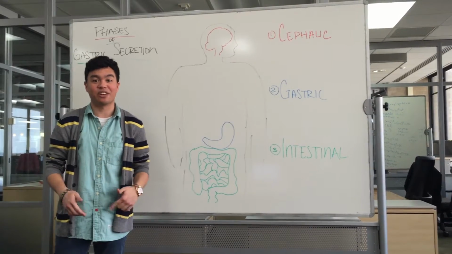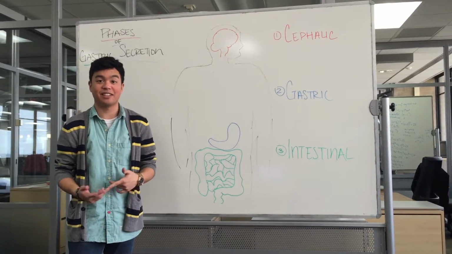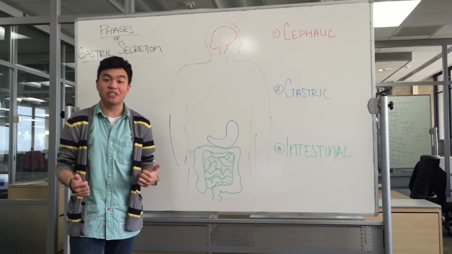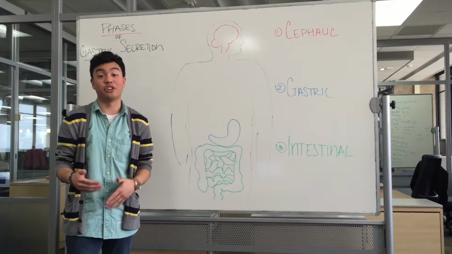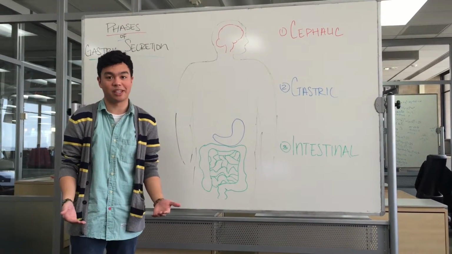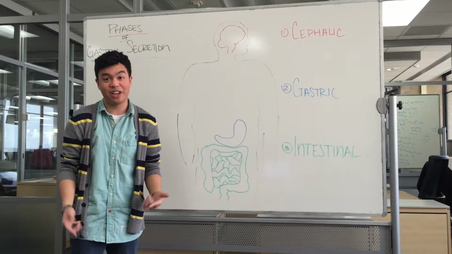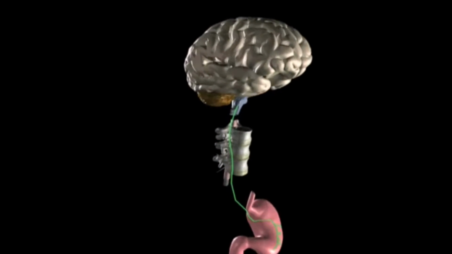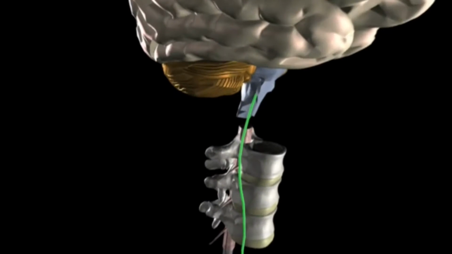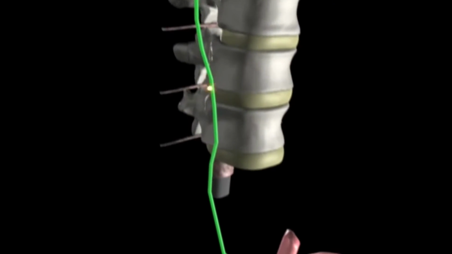So the first phase in gastric secretion is called the cephalic phase. This refers to the increase in HCl and pepsinogen in anticipation of food, so before food enters the stomach. This is governed by vagus nerves. Vagal stimulation leads to two things. It leads to an increase in acetylcholine, which leads to an increase in HCl and pepsinogen secretion.